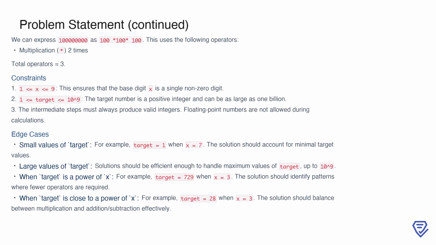Other cases involve targets that are exact powers of x, like 729 when x is 3, or targets that are close to a power of x, such as 28 when x is 3. In these situations, the solution must balance between multiplication and addition or subtraction to find the optimal number of operators.